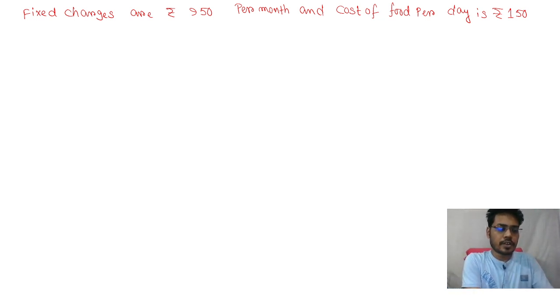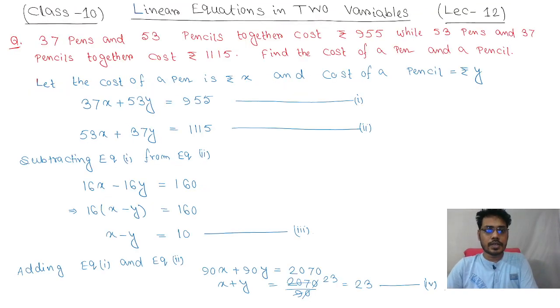Now coming to the revision portion. If you revise today's class, what did we learn? In today's class, we learned about some word problems in linear equations in two variables. For example, the first one: 37 pens and 53 pencils together cost rupees 955, and 53 pens and 37 pencils together cost rupees 1115. Find the cost of a pen and a pencil.